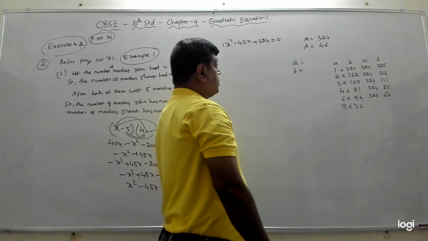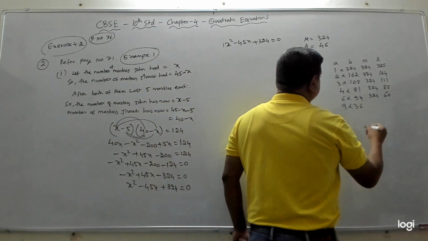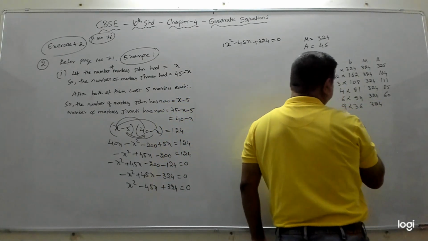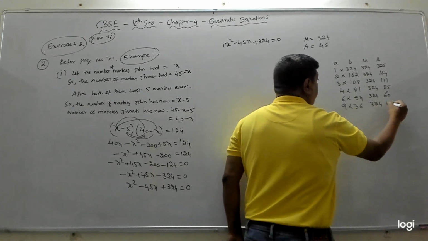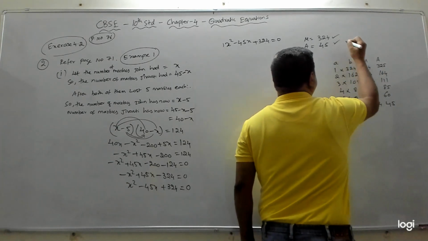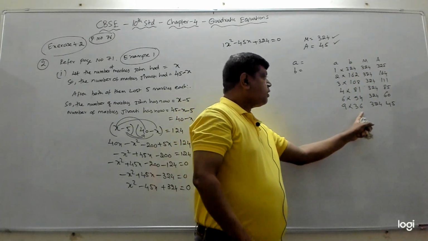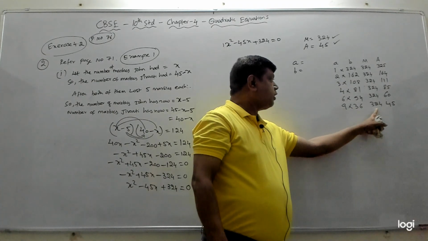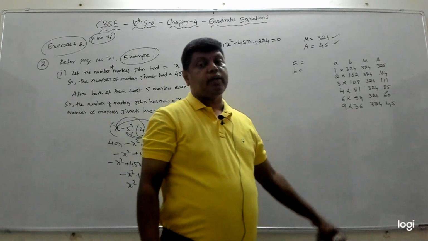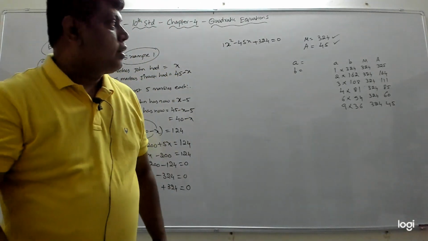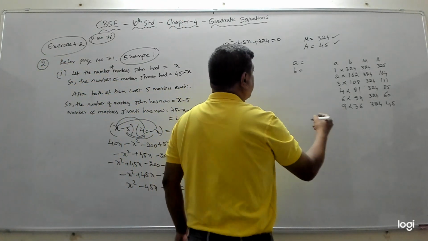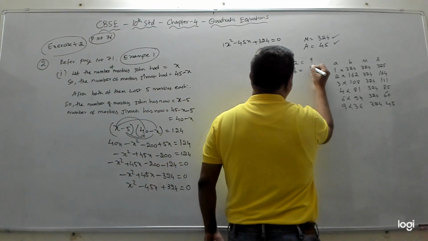3 and 6. Right? So that is 324. Now what is 9 plus 36? 45. Now we got that. So the numbers are 9 and 36, because if I multiply 9 and 36, I get 324. The same two numbers, 9 and 36. If I add, I get 45. So the numbers are 9 and 36.